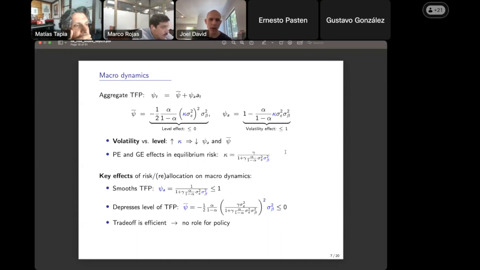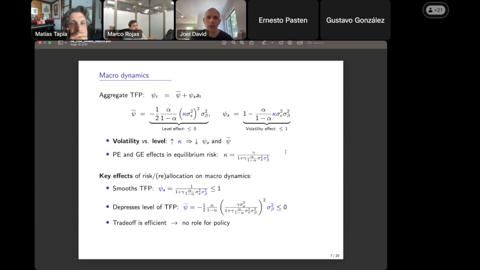We saw this trade-off between volatility and level, but as the question pointed out, in this version of the economy, that trade-off is efficient. There's no role for policy here. So this economy is going to experience marginal product dispersion. We're going to see macroeconomic volatility. All of those are just symptoms of the efficient allocation.